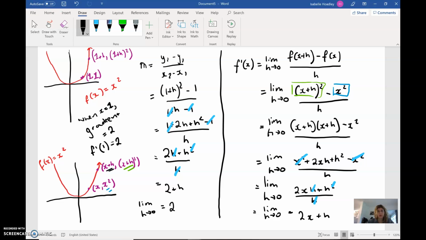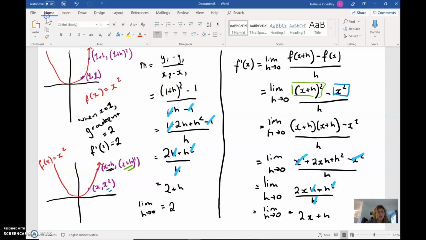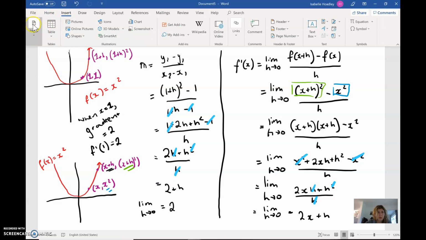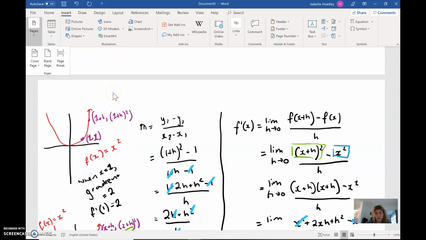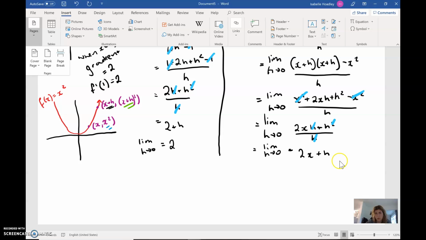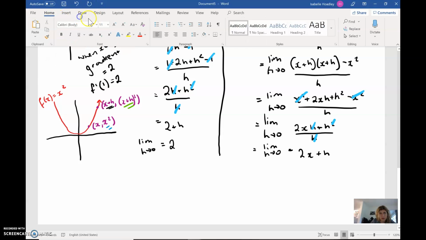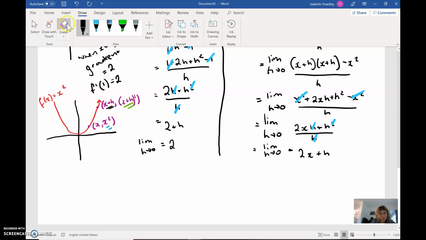Okay, so I'm just going to have to move on to a new page. No, I can actually just go down, that's all right. Okay, so we've got our limit as h approaches 0. Sorry, that shouldn't have an equal sign. Right, just let me get organized again. Sorry, that shouldn't have an equal sign there.